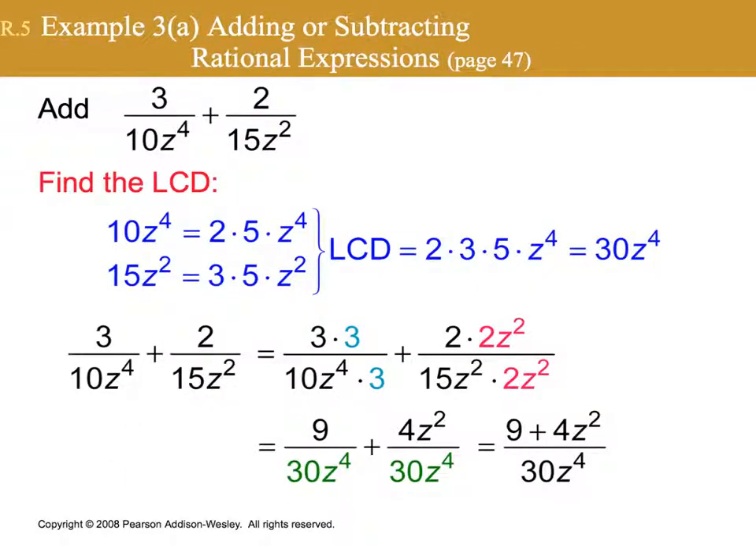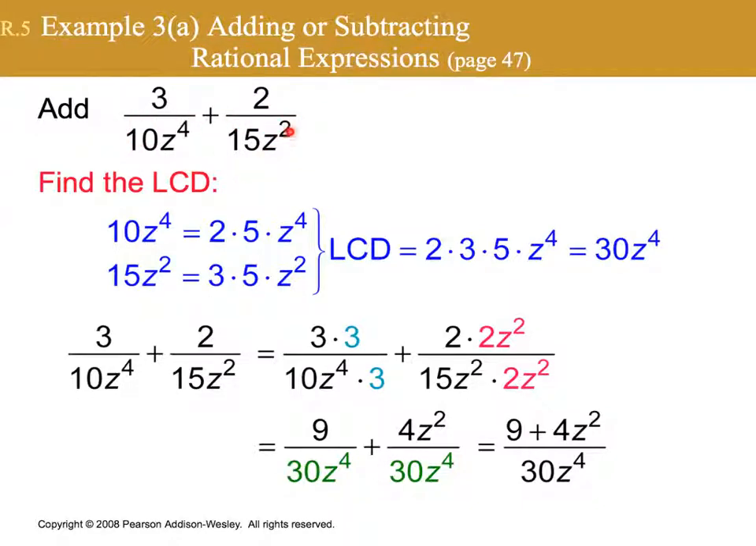This next problem is a little bit different. We're doing an addition now, and one of our big rules in addition is that you need to have a common denominator. And as we look at these denominators, they are not alike. There's some similarities, so we're going to have to adjust both of them to get them to be the same.